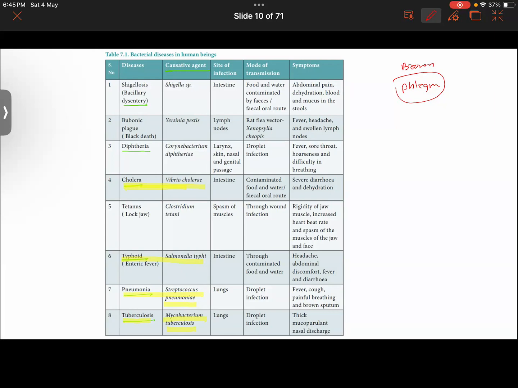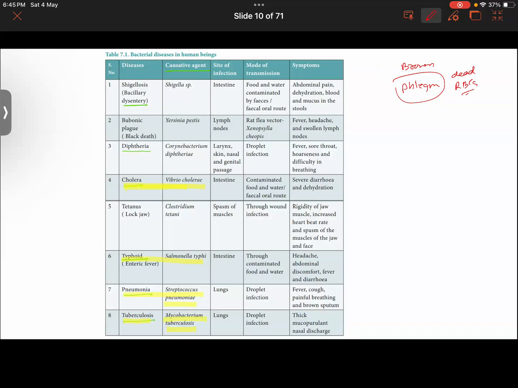Now the question comes, why will it be brown? Particularly, it will be brown if there are some dead blood cells in it. The blood cells are red in color, particularly the red blood cells, RBCs. So because of dead red blood cells, the phlegm will be brown in color. Hope you guys have understood this.